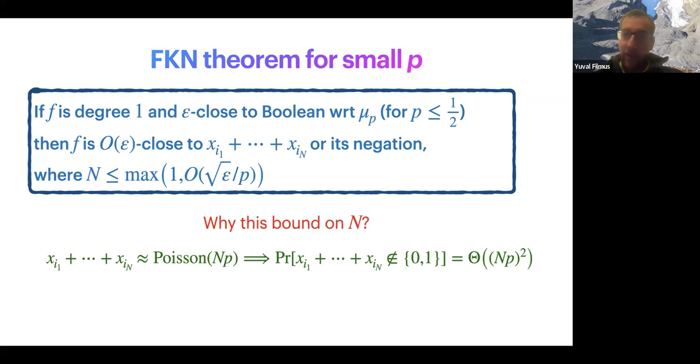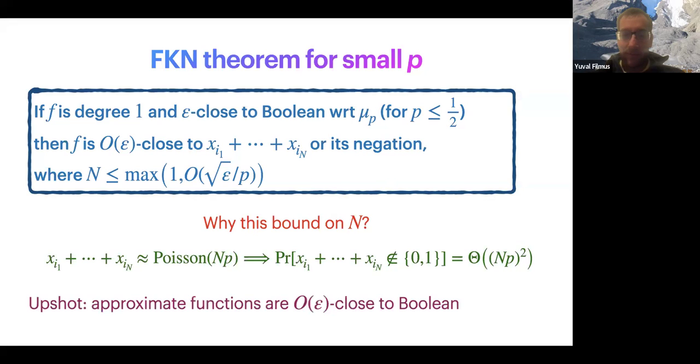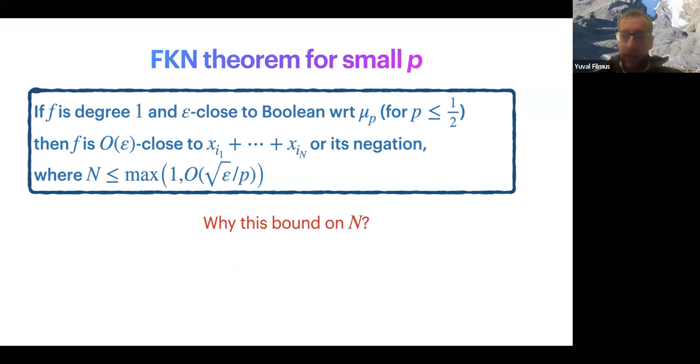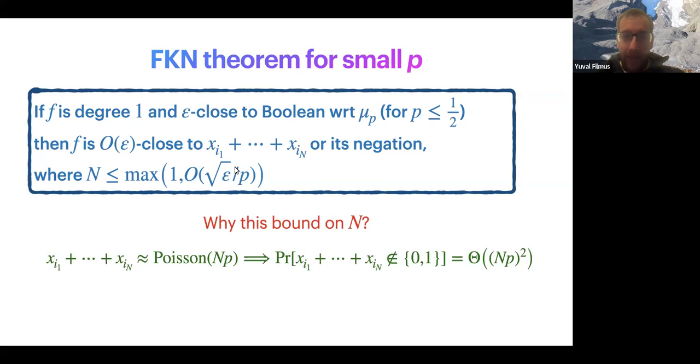We want this thing to be epsilon. We actually want something stronger. We want the sum to be epsilon close to Boolean, which is a stronger statement, but let's not worry about the difference. This would be fine. So we want this number to be something like epsilon. Indeed, if you plug in this value, square root epsilon over p, multiply it by p and square it, then you get epsilon. This is where this bound on n comes from. And the upshot is that these functions are actually close to Boolean.